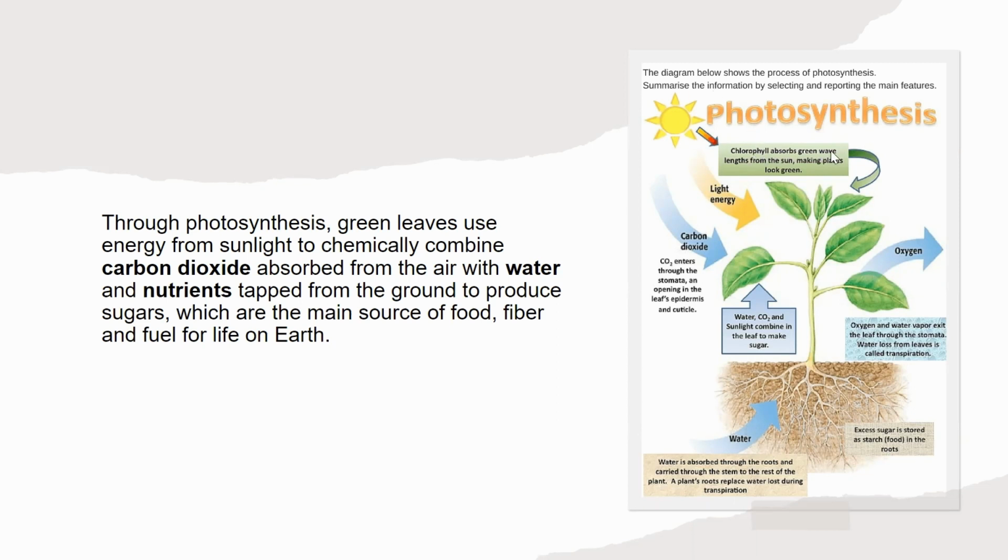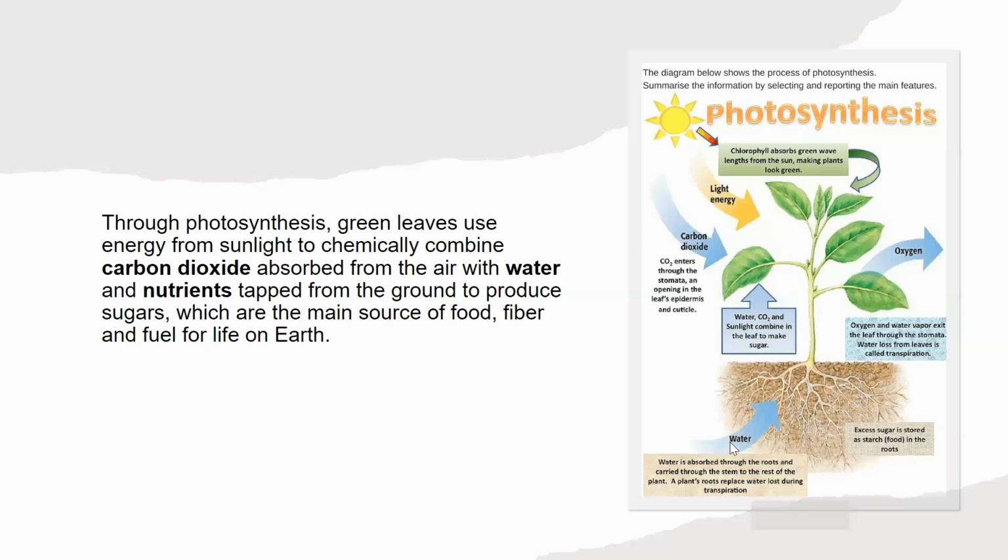Chlorophyll reflects green wavelengths from the sun, making plants look green. This chlorophyll is present inside the leaf. Light energy is what plants use to chemically combine carbon dioxide, water, and nutrients. Carbon dioxide enters through the stomata, an opening in the leaf's epidermis and cuticle.